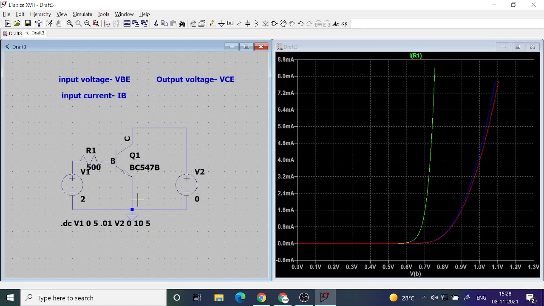The first curve corresponds to the case where VCE is equal to 0. The blue corresponds to the case where VCE equals 5 volt, and the red corresponds to VCE equal to 10 volt. Any other question?